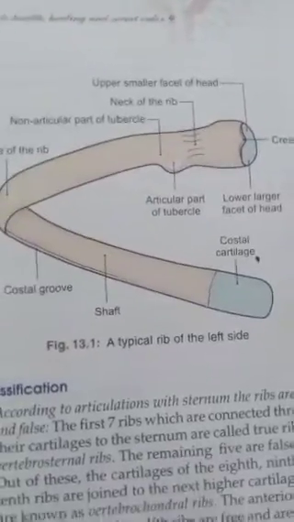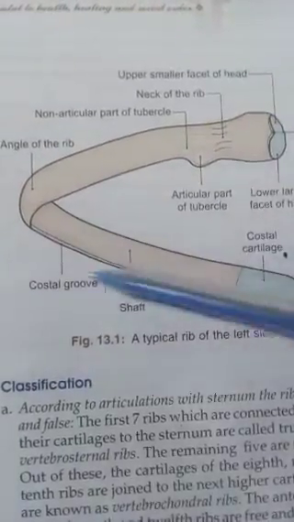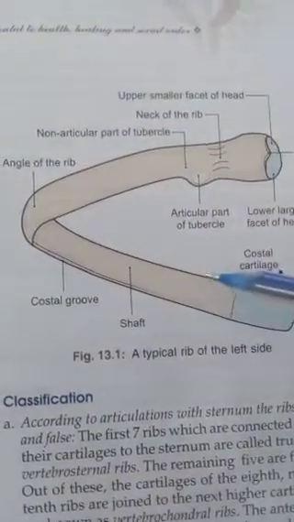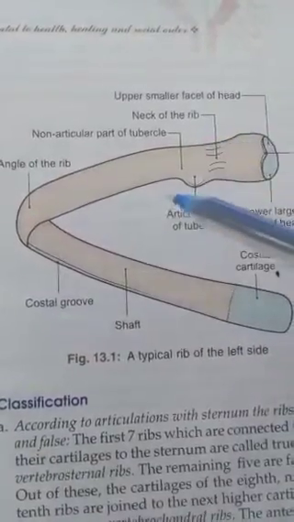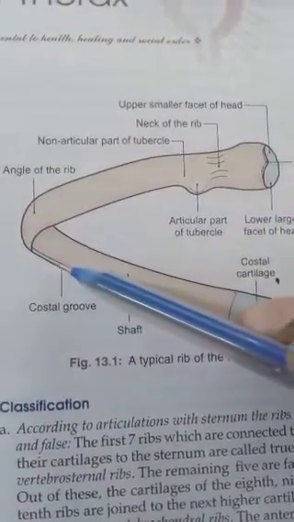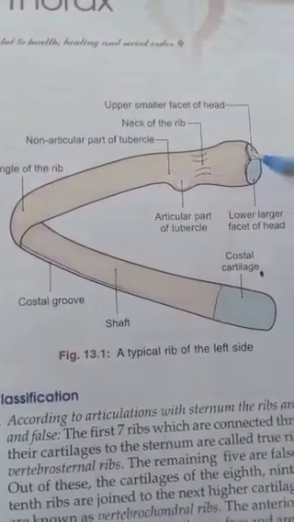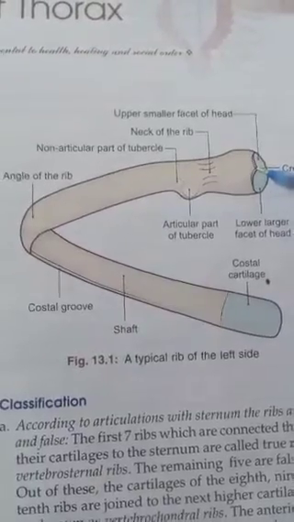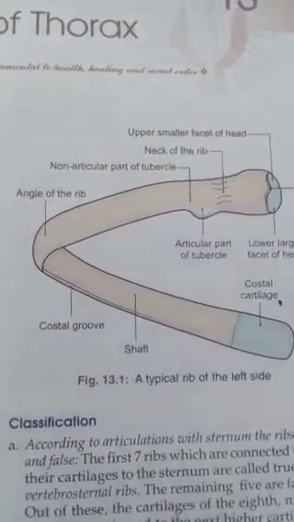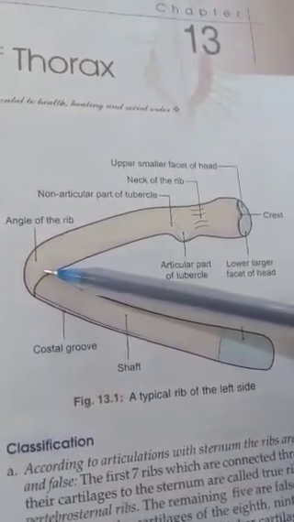Before we go into the details of these muscles, we need to learn about a few parts of the ribs. Here is a typical rib. This one is the upper border of the rib. This one is the lower border of the rib. This part is called the costal groove. This part is the head, which articulates with the vertebra posteriorly, and slightly lateral to the head there lies a part called the tubercle of the rib. This part is called the angle of the rib.